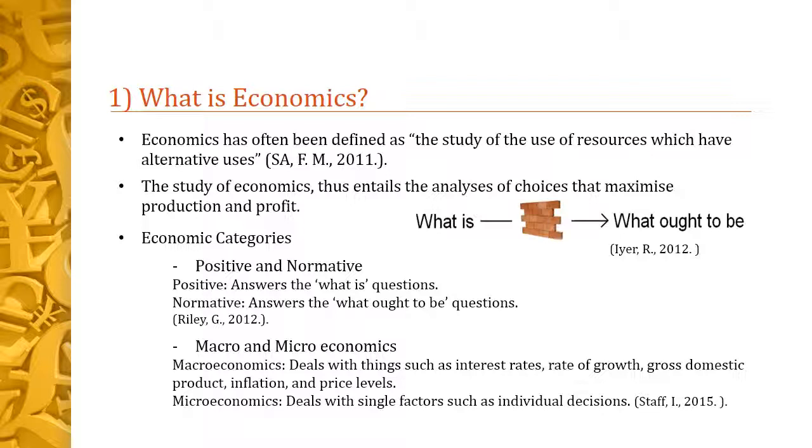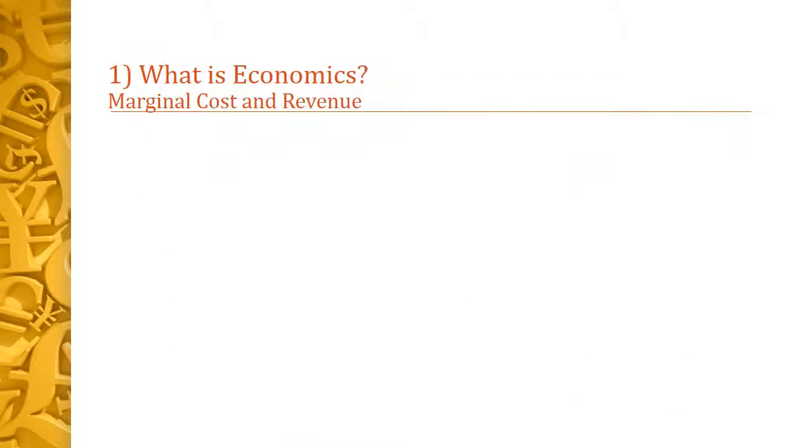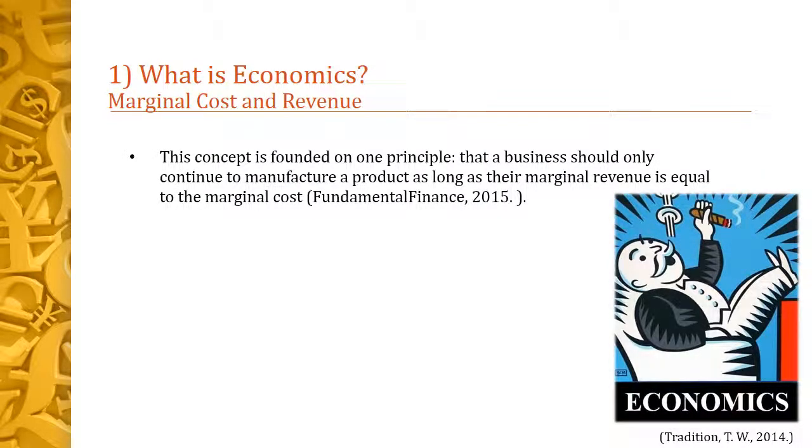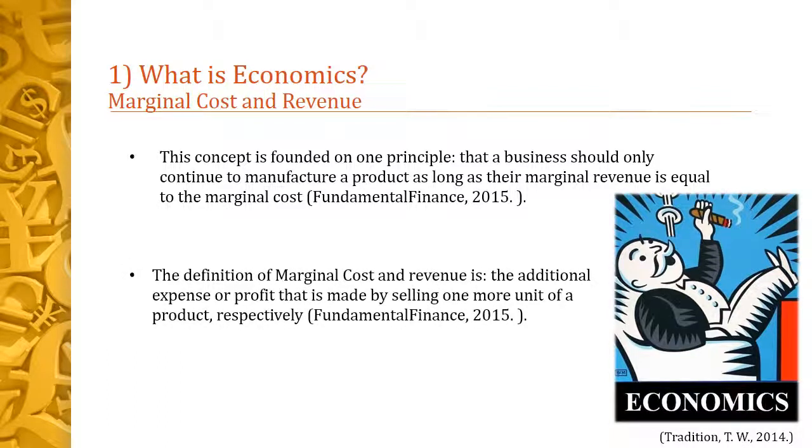Now that we've explored what economics is in a broad sense, let's examine marginal cost and revenue. Marginal cost and revenue is a branch of microeconomics which deals with the maximization of a particular item's cost as well as the maximization of the revenue that is generated. For the sake of clarity and depth of analysis, I'll first explain this concept theoretically, then shall illustrate it practically through the use of an example. Economically, this theory states that a business should only continue to manufacture products as long as their marginal revenue is equal to the marginal cost. Marginal cost and revenue may be defined as the additional expense or profit that is made by selling one more unit of a product, respectively.